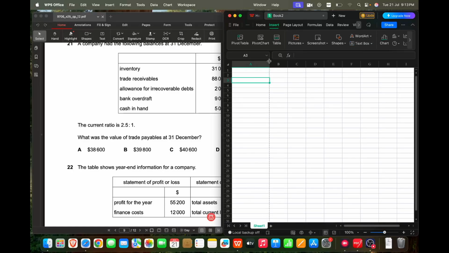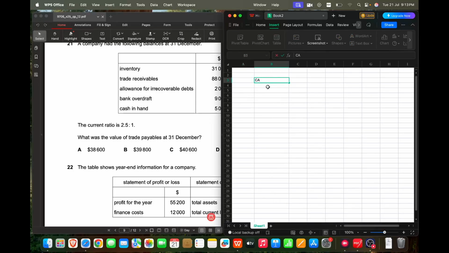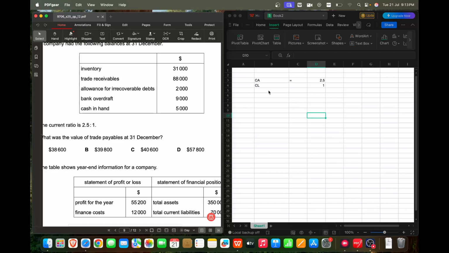So my current assets divided by current liabilities equals 2.5:1, or 2.5 divided by 1. Let's look at what current assets we have. We have inventory. Let's directly write down the value.